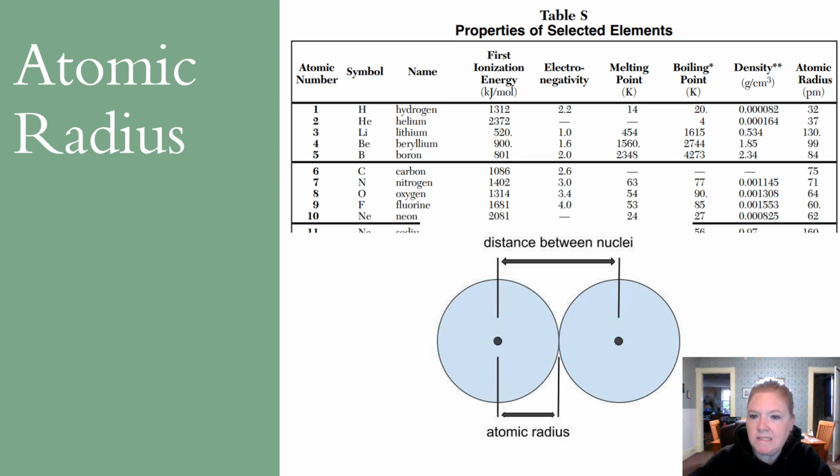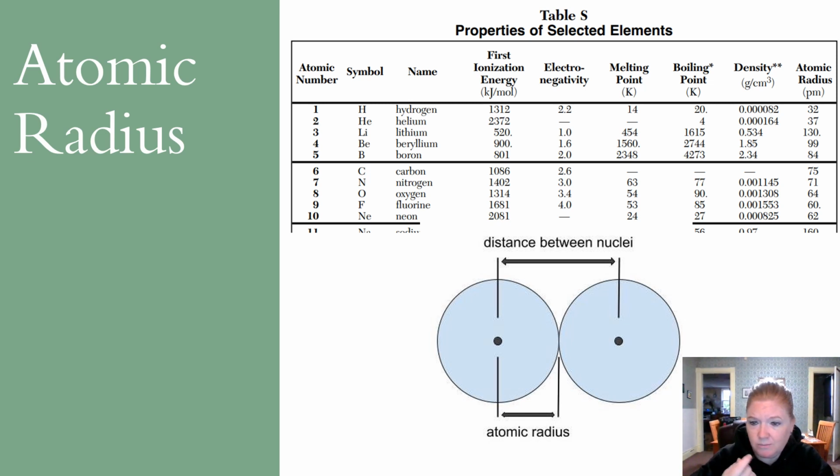All right, so let's talk atomic radius. Now, since atoms are so small, it's relatively hard to measure the radius of an individual atom. So we do it in a different way. We take the radius of two bonded atoms. So we take the measurement from the nucleus of one atom to the nucleus of the next atom when they're bonded, and then we have that distance to get the atomic radius.